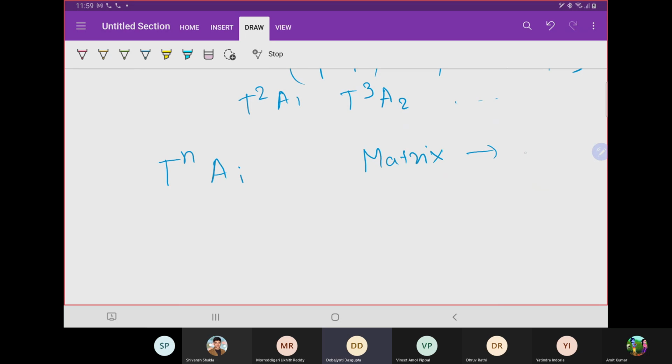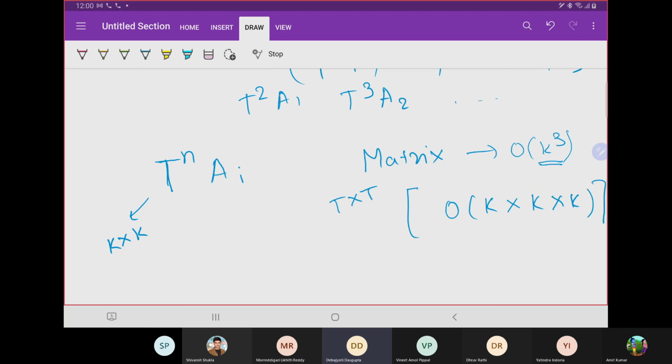matrix multiplication will take a complexity O of k cube, where k is basically the dimension of this matrix. Also, the transformation matrix is always a square matrix. What is a square matrix? Its dimension will always be of the form k cross k. So if you want to multiply two matrices t into t, your complexity will be O of k into k for k elements and k for taking the product. If you know the matrix multiplication algorithm, you will know why you need three loops to cover that.